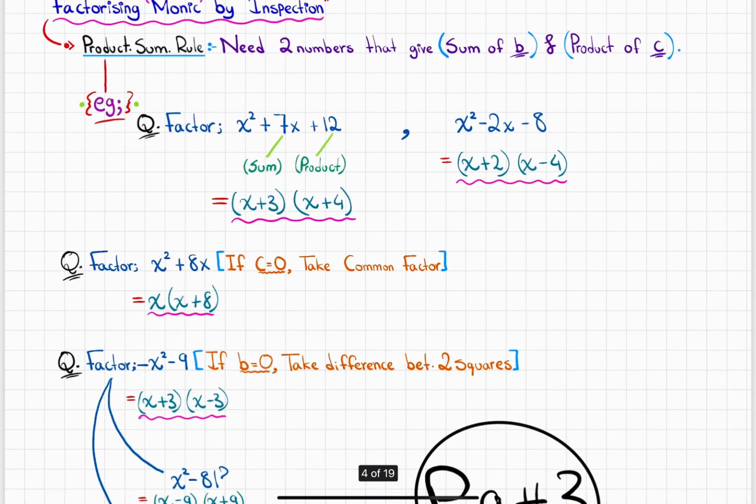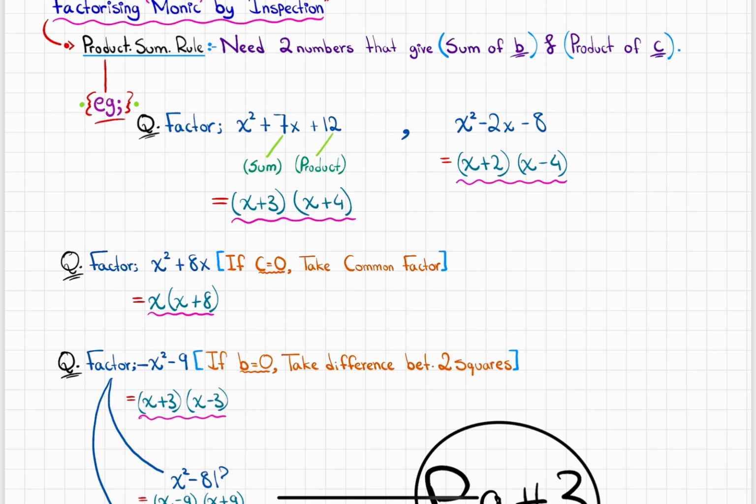First, let's look at how to factorize monic by inspection. Using inspection, we're going to be using the product and sum rule. You need two numbers that give a sum of b and a product of c. For example, factorize x squared plus 7x plus 12. You need two numbers that give you a product of 12 and a sum of 7. These two numbers are 3 and 4. 3 plus 4 is 7, 3 times 4 is 12. So (x plus 3)(x plus 4).